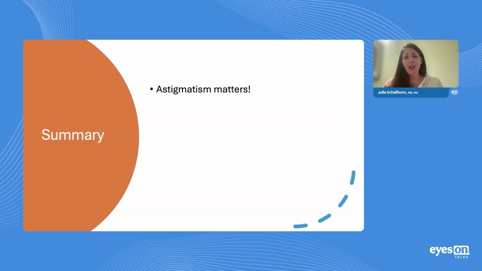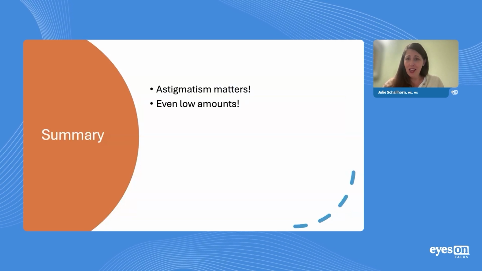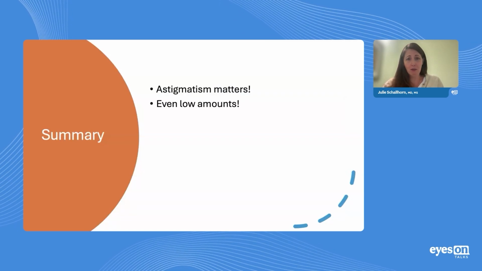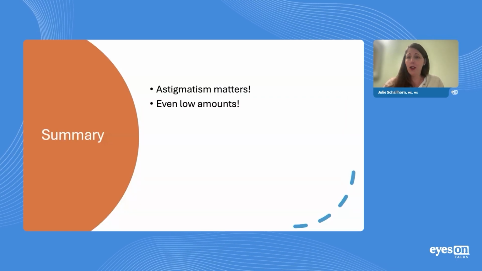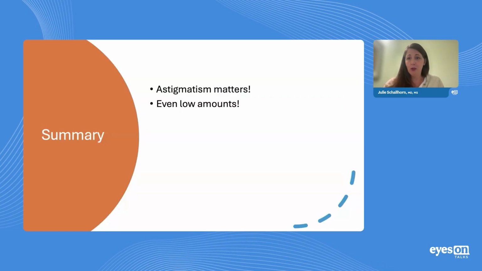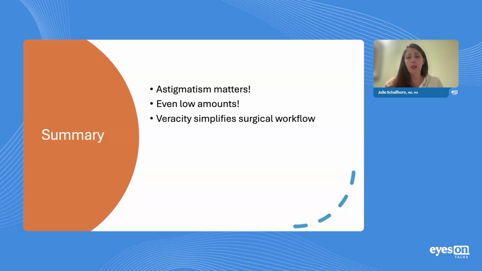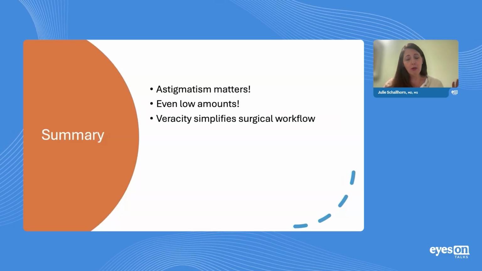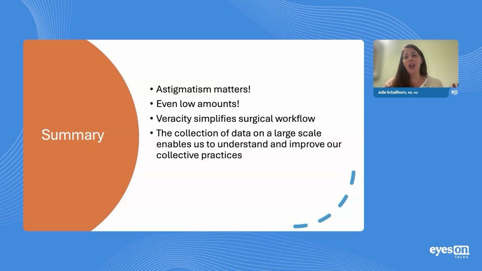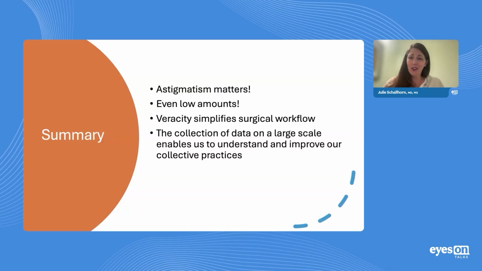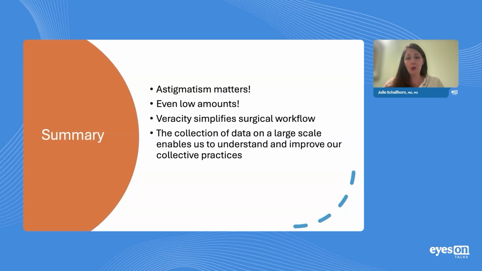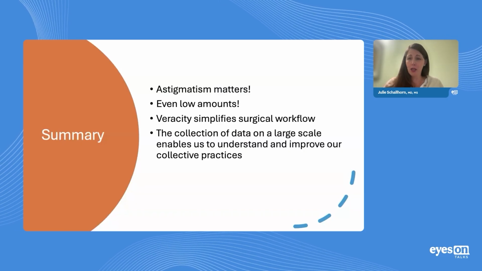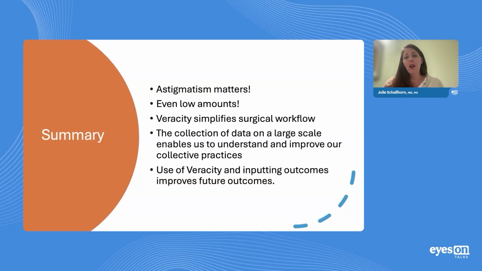So in summary, astigmatism really matters. Even low amounts actually really matter. So we need to be thinking in that sub 1.5, sub 3/4 diopter threshold to really get the best patient outcomes. I love Veracity because I think it really simplifies the surgical workflow and it enables us to collect data on a large scale to improve our collective practices. So I'm getting better and you're getting better. We're all getting better and our patients are doing better together.